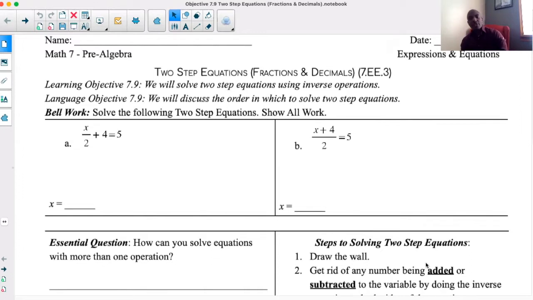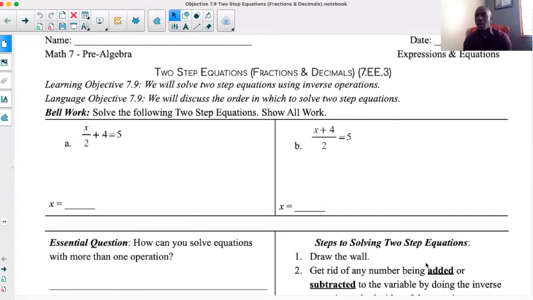Right, in this case here for A and B, you're solving for X. Those are the variables that you're given, and you have to solve for it. And at first glance, it looks like they're the exact same thing. You see X divided by 2 plus 4 equals 5, and then you see a 4, a 2, and a 5 in B as well. But ladies and gentlemen, let me tell you right now, the answers are completely different. They are completely different in the sense that you need to do the inverse operation.